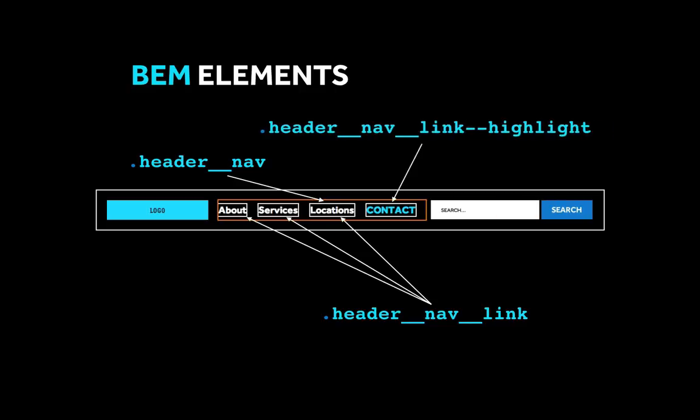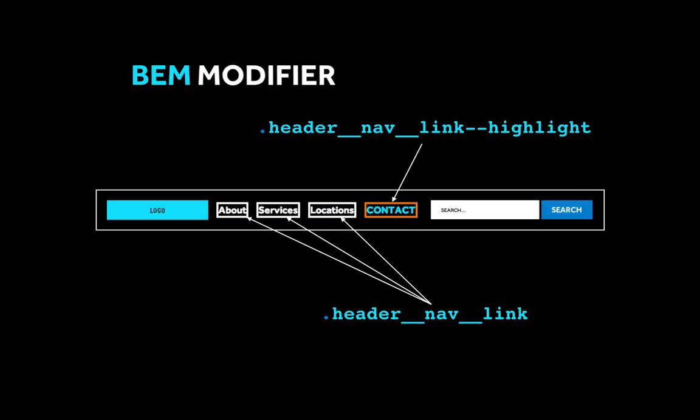And then this is just showing an example of a highlight, so the double dash highlight. So all these are using the same styles, but this one contains both header nav link as well as header nav double dash highlight. And that's how it's this blue color and all uppercase. So that's the modifier.